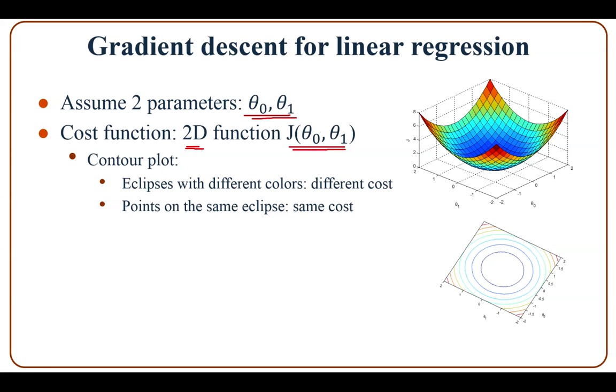So if we plot the cost function against theta naught and theta 1, it looks like this. And the global minimum is somewhere here. At the same time, we plot the contour plot. The contour plot contains the ellipses with different colors to express different costs. And points on the same ellipse have the same cost.